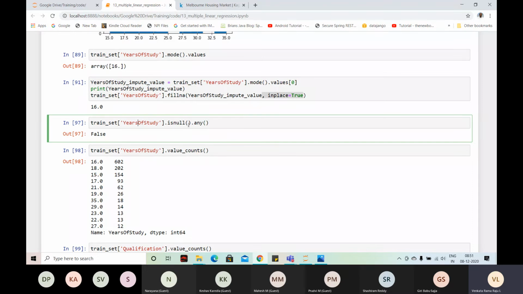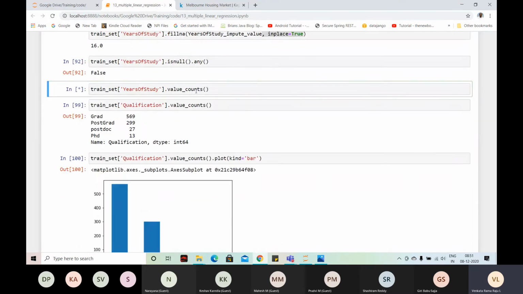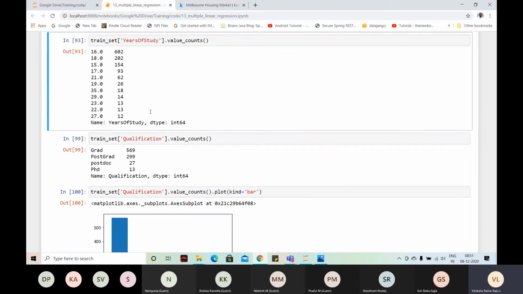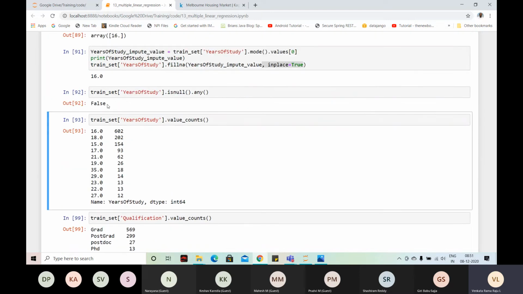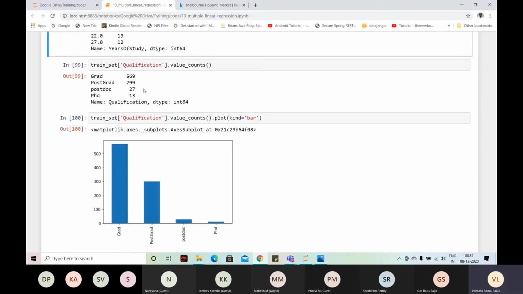Okay. So for years of study, again I try to look at isnull. No, false. Value counts. I fixed it just now, so no nulls there. And when you look at it, most of them are 16 years, 18 years, 15 years, and so on. 27 years is also there. I don't know how I created that data.